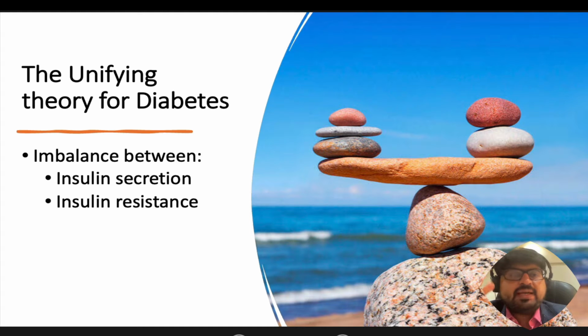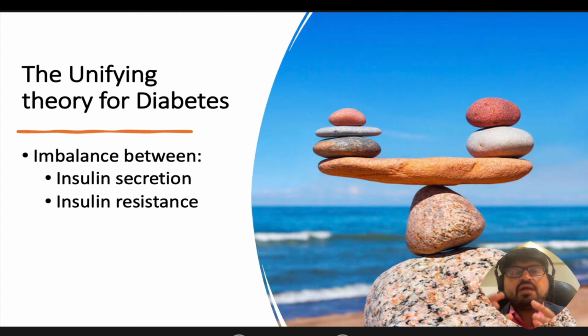So whether you're talking about type 1 diabetes or type 2 diabetes or MODY or any form of diabetes, at the end of the day, diabetes is an imbalance between insulin secretion and insulin resistance. When insulin secretion cannot match the insulin resistance, you develop diabetes mellitus. For example, in type 2 diabetes, you have higher insulin resistance and lower insulin secretion. Hence there is an imbalance and you develop type 2 diabetes. But in type 1 diabetes, you have normal insulin resistance, but lower insulin secretion. Again, there is an imbalance and you have type 1 diabetes.